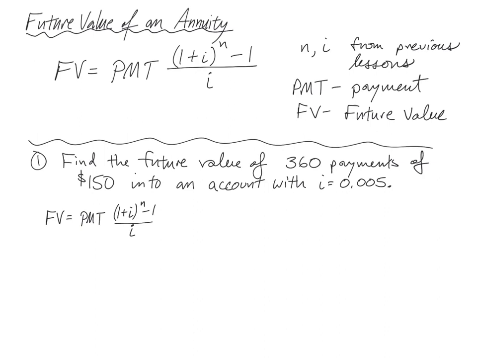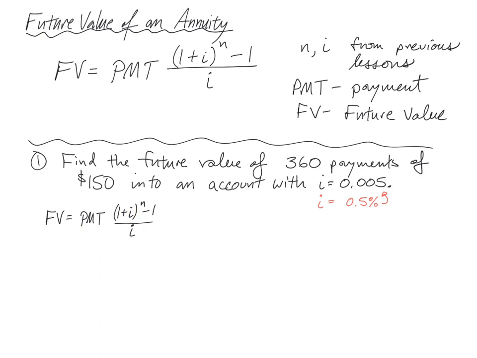Jumping right into an example, we're asked to find the future value of 360 payments of $150 each into an account with i equal to 0.005. And you'll notice that this is already given as a decimal. You could be asked to convert it to a decimal. In that case, i would be 0.5%, which you would have to convert to a decimal in order to use it in the equation here.